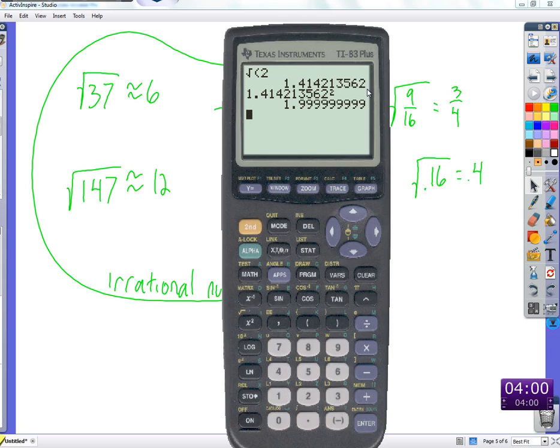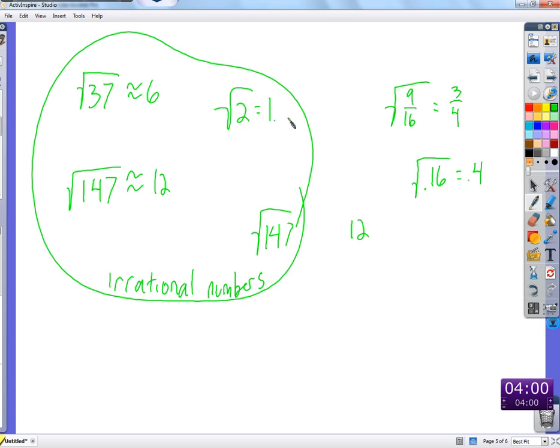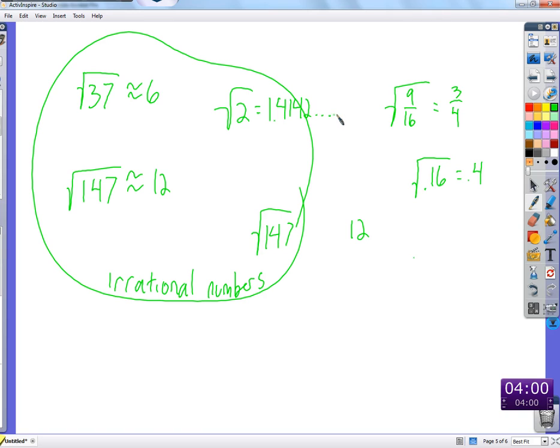Well, true, it's an irrational number. What does that mean about the answer it gave me? Yeah, they rounded it. They rounded up or they rounded down, either way. It's rounded, which means there are more decimal places. How far do you think this decimal goes? Take a guess. 100 digits or forever. It goes forever. So the square root of 2 is 1.4142, and it just keeps on going forever and ever.